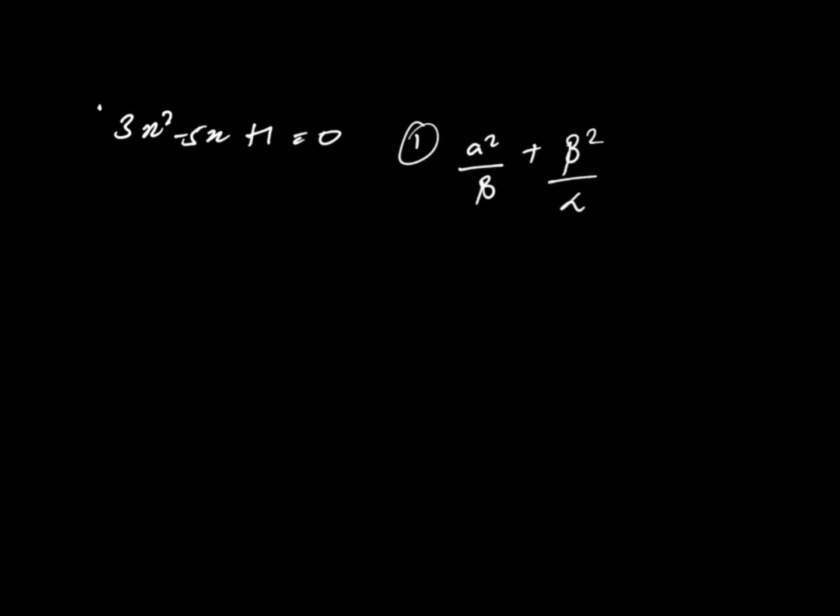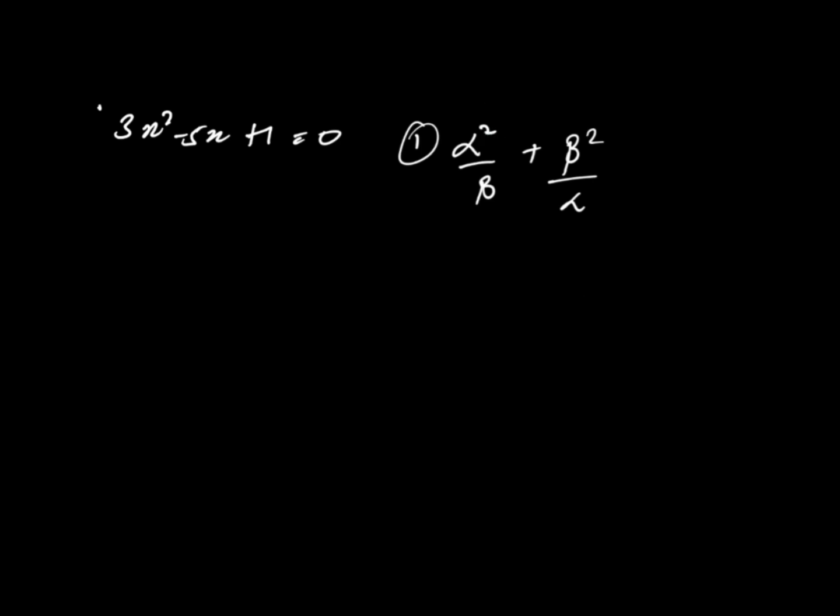Suppose I have an equation, in this case, of 3x squared minus 5x plus 1 equals 0. And I've been told to evaluate, for example, Roman 1, alpha squared all over beta plus beta squared all over alpha. So let me write it like this, all over alpha beta.